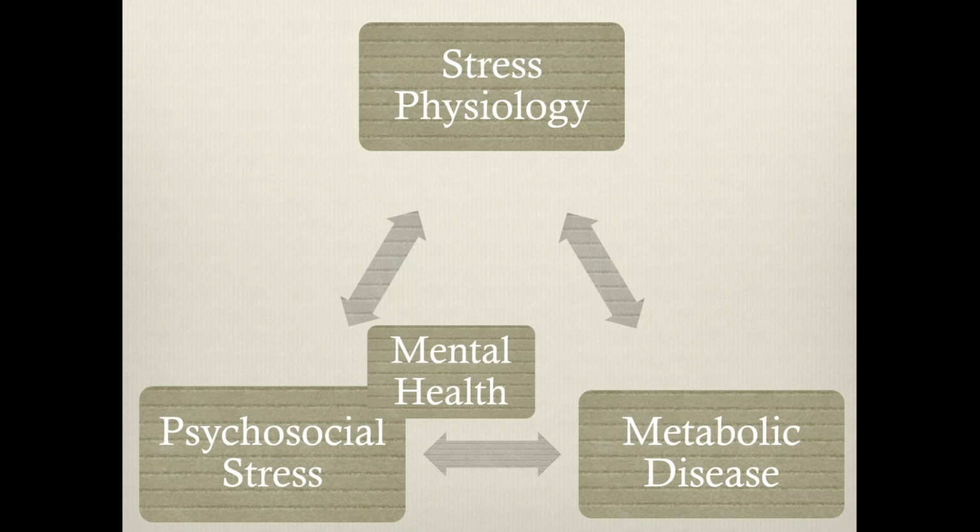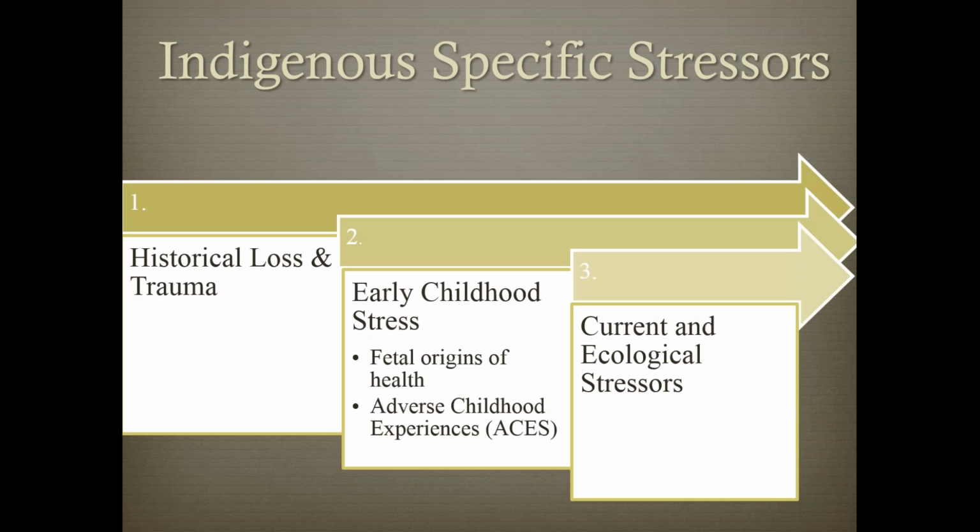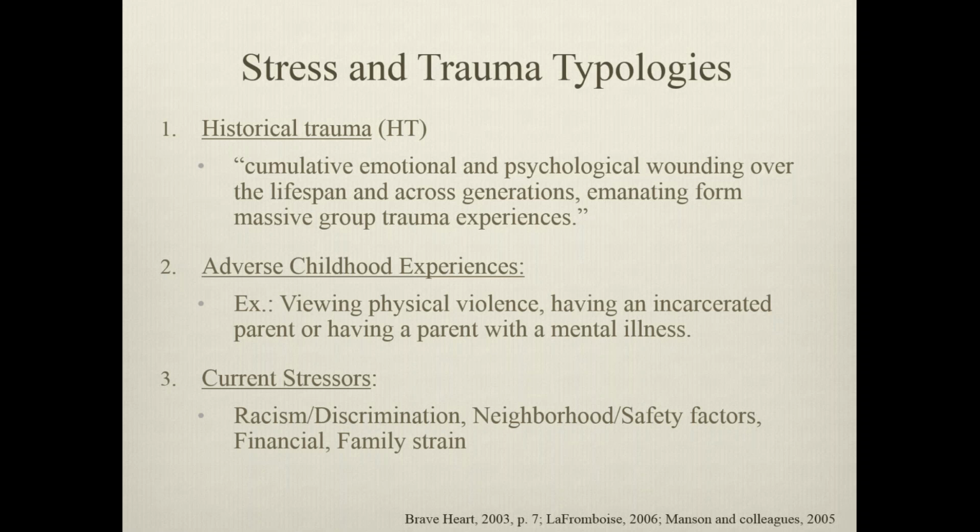And that makes sense when we think about resilience theories. If you take 100 people and you expose them to something traumatic, say a natural disaster occurs, not every one of them is going to have clinical depression. And there are many factors that would predict who would have clinical depression, but we'll get to that. I just wanted to point out that mental health does play an important role in this relationship. So the three stressors that I'm going to talk about in particular are historical trauma, early childhood stress, and current and ecological stressors.